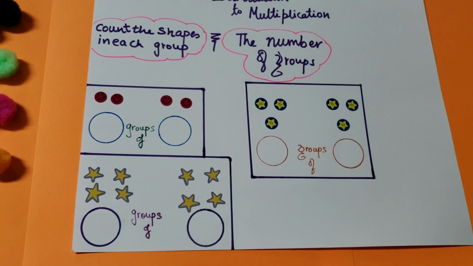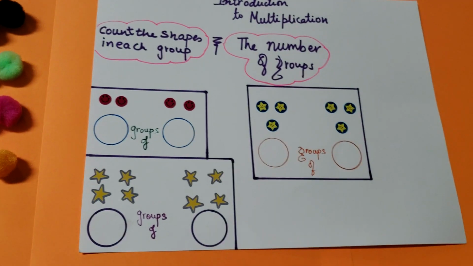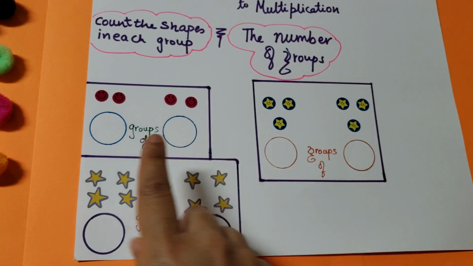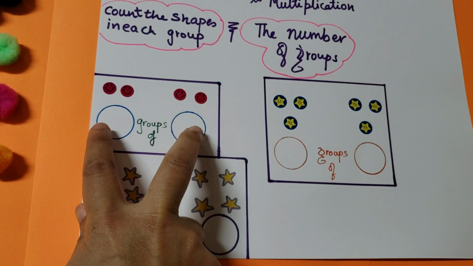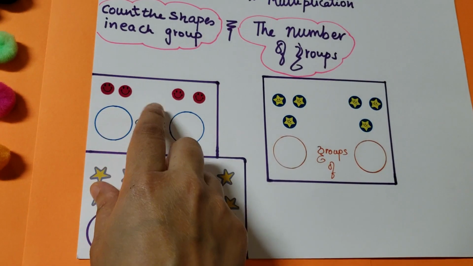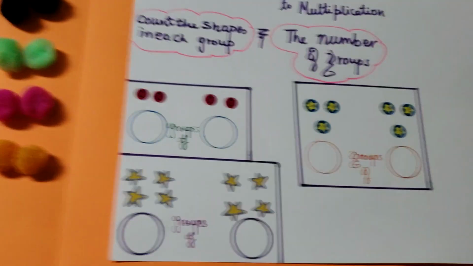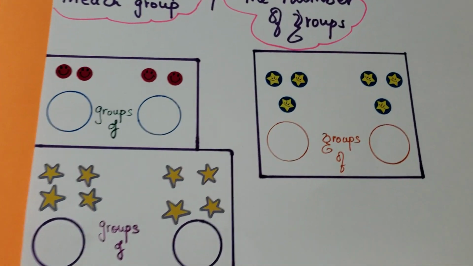Okay, so if you don't have a lot of manipulatives, you can use paper and stickers, and you can draw a lot of things, and then you would keep 2 circles empty. You are going to say 2 groups, 2 will come here, 2 groups of 2. So you're going to say 2 groups of 2.